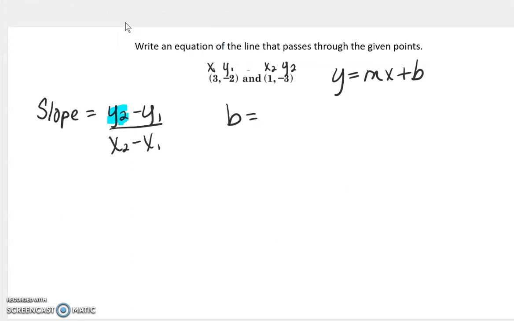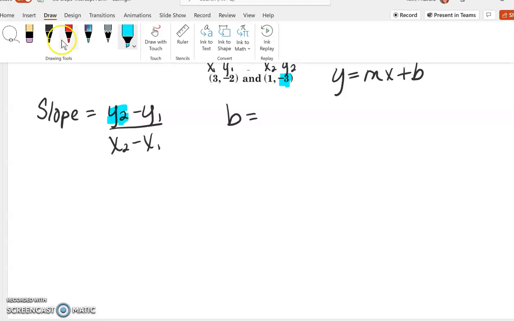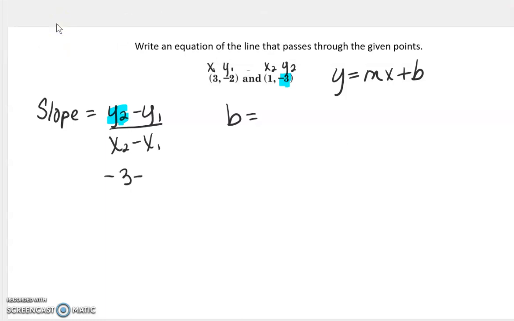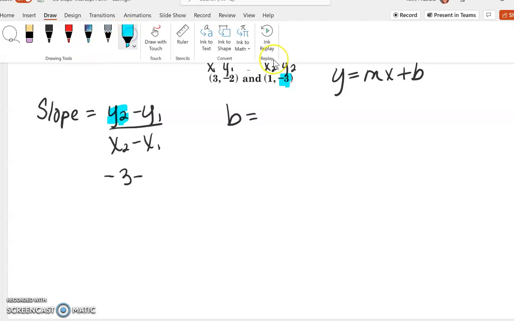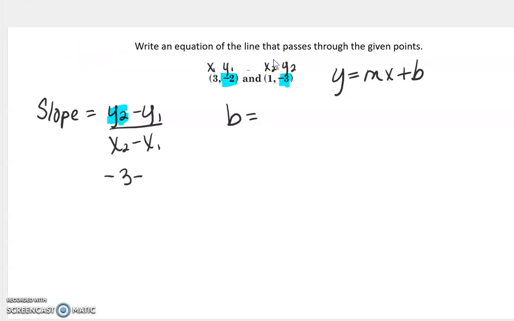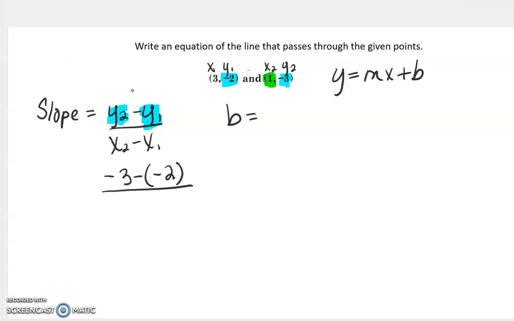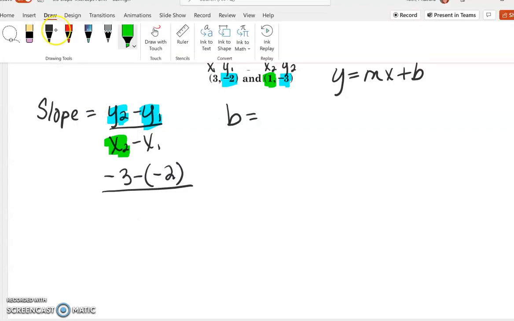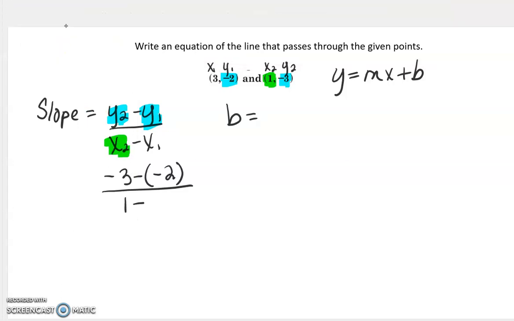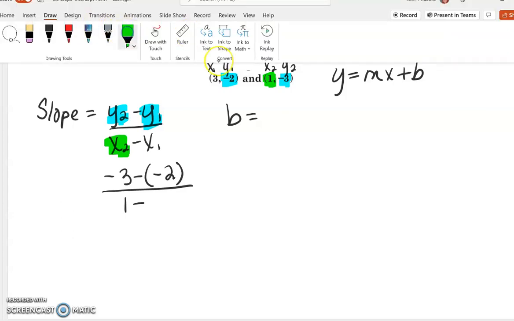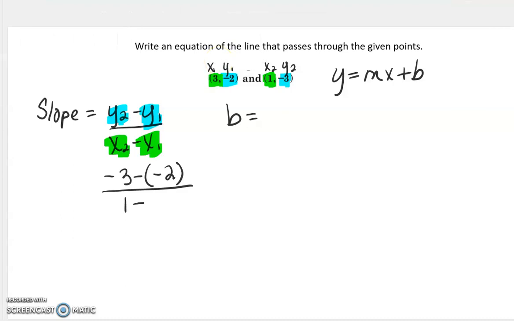Okay, y2 is going to be -3. All right, -3 minus y1. y1 is -2. Remember, this is where you're going to want to make sure that you put these in parentheses so you don't have any errors with your integer rules. Okay, now x2, let's use green. x2 is 1. Okay, I'm going to put that in here, minus x1, which is 3. Okay, x1 is 3.